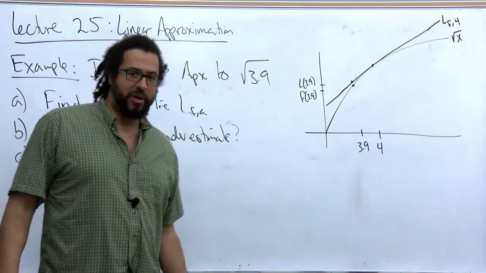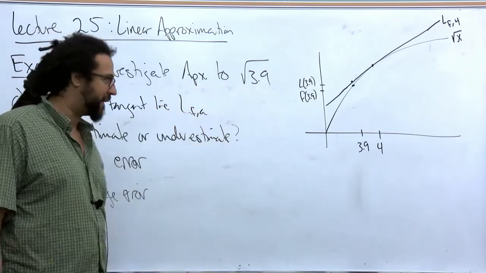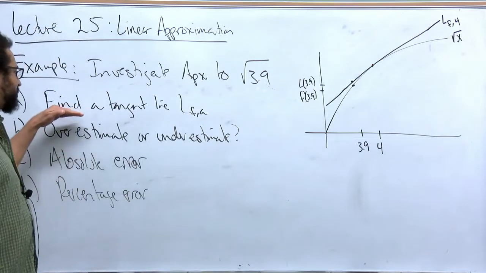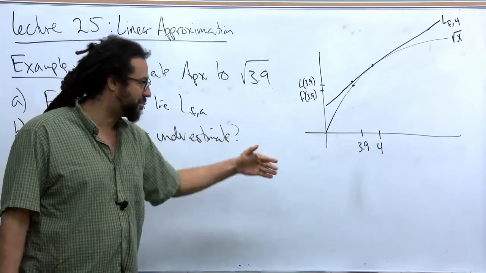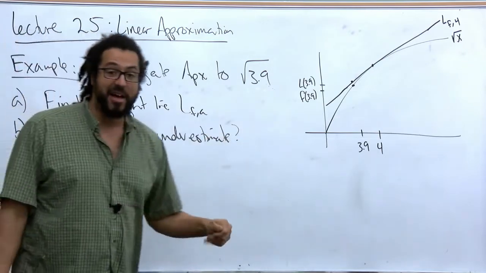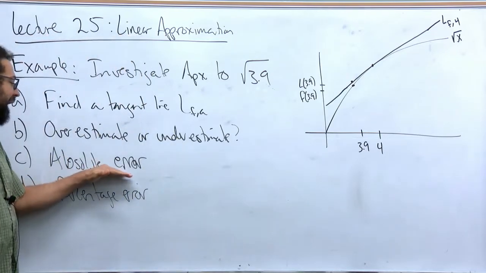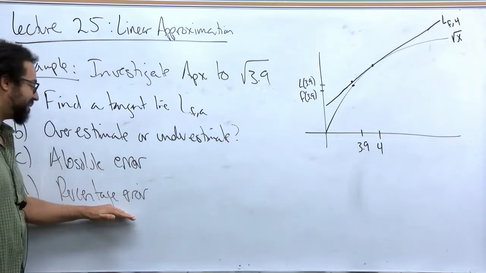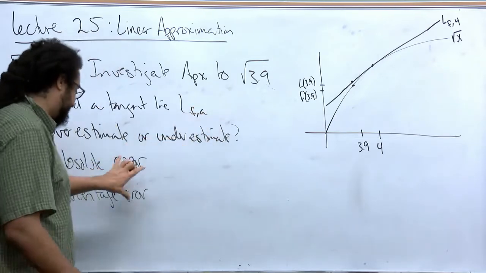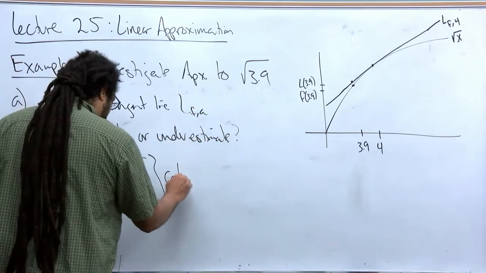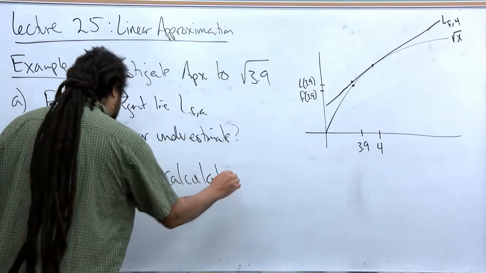Okay, in this example, we want to investigate a linear approximation to the square root of 3.9. So what does that mean? We want to find a tangent line and use that to plug in some number, 3.9. And then we want to see, is that approximation an overestimate or an underestimate? We'd like to find the absolute error, and then we'd also like to find the percentage error. So the first two things we can do without a calculator. The last two things, we will need a calculator in order to determine these quantities.